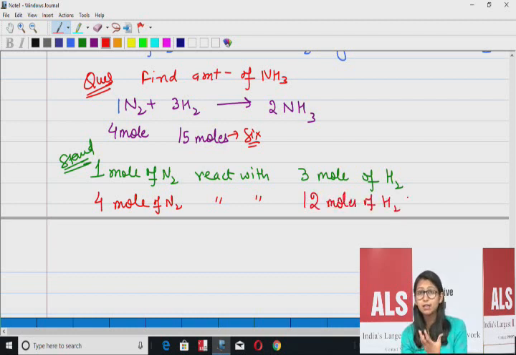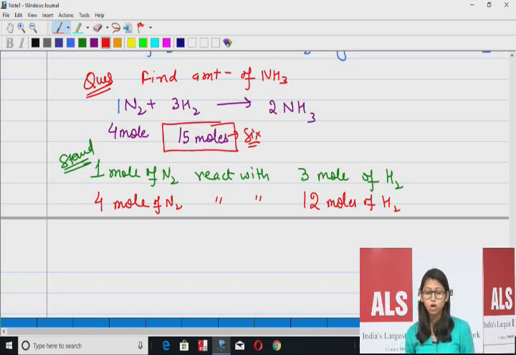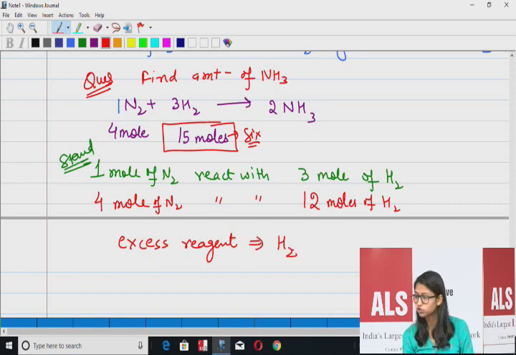But how many do I have? What is given in the question? I have 15. Now do I have it in excess amount or in limited amount? Ideally, I require 12 only, but 15 are given to me. So I have the excess amount, exactly. So what is my excess reagent? The excess reagent is H2.